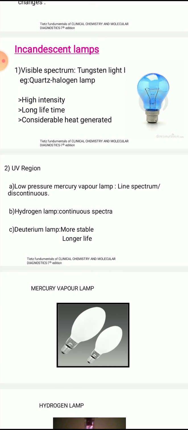Deuterium lamp. What are its characteristics? In our lab there is a spectrophotometer with a deuterium lamp. It is more stable and has a longer life, so we use the deuterium lamp nowadays. I will show you the pictures.